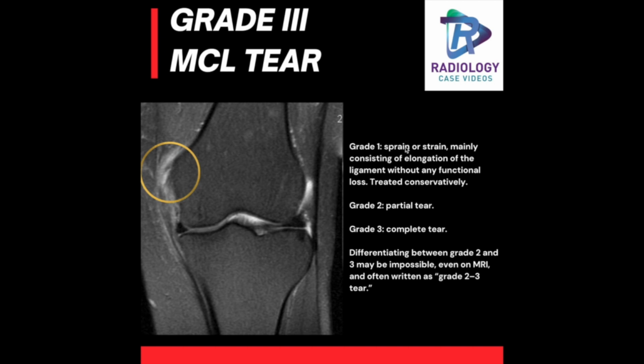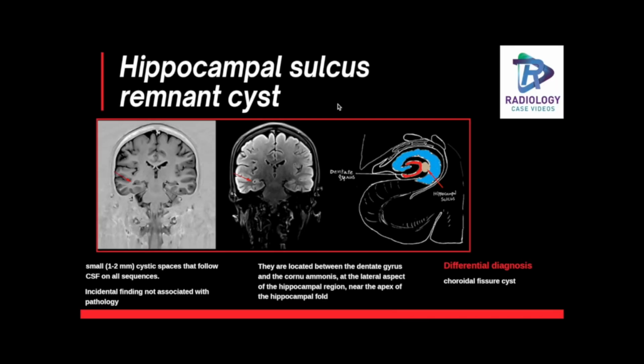Grade 1 is strain or sprain, grade 2 is partial tear, and grade 3 is complete tear. And differentiating partial and complete tear is almost impossible even on MRI, so it is often written as grade 2-3 tear. So in this image you can clearly see the disrupted MCL with increased signal intensity, suggestive of grade 3 MCL tear. The next one is hippocampal sulcus remnant cyst.